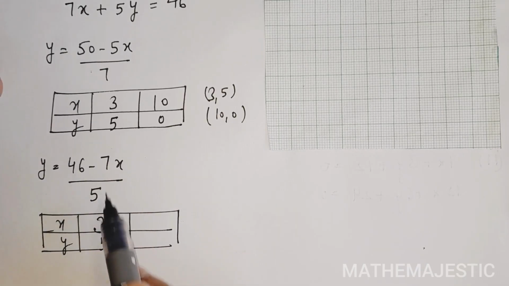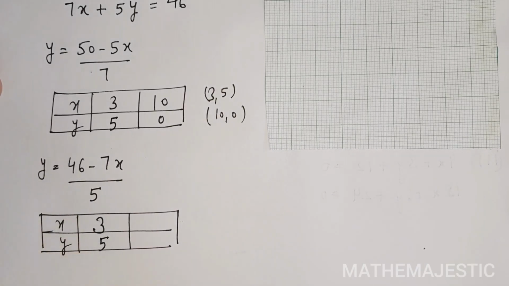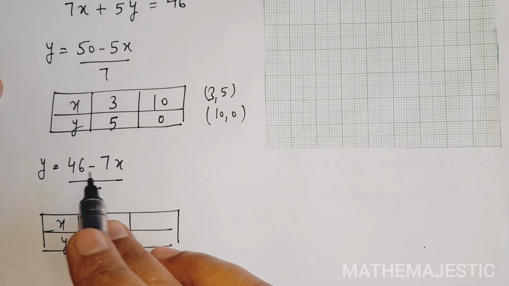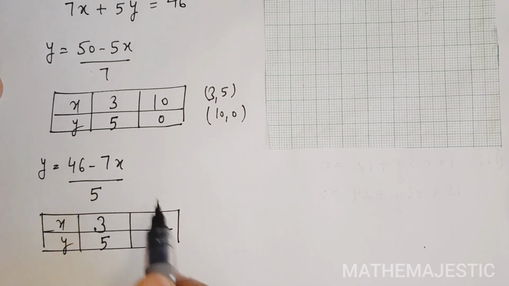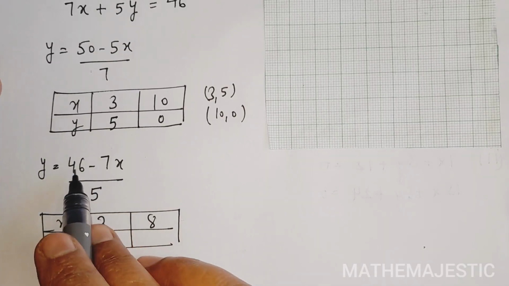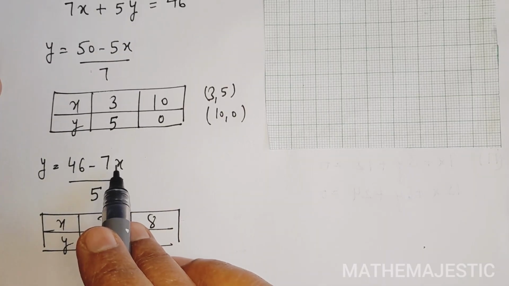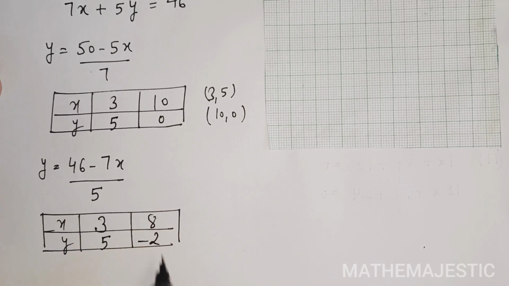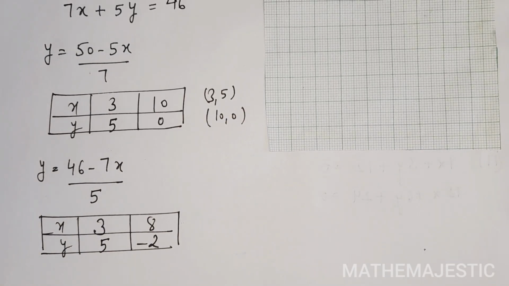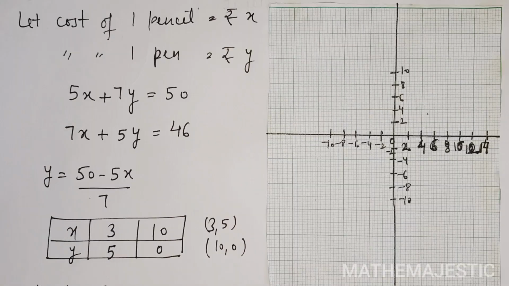We can take any value, maybe the digits may be in decimal. We can represent it on graph paper easily. And the other value we can take as 8. So x will be 8. 7 8s are 56. 46 minus 56 is minus 10, and minus 10 by 5 will be minus 2. You can take any number as per your convenience. Now we will represent it on graph paper.